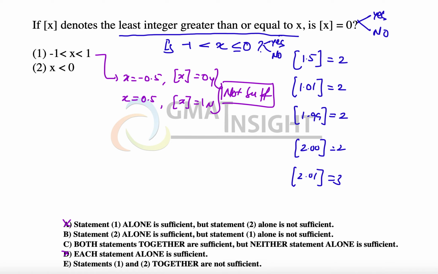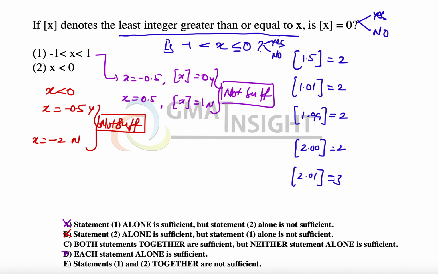Let's check the second statement. The second statement says that x is less than 0, but x less than 0, at x equal to -0.5, the greatest integer function of x will be 0. But if x is equal to -2, the greatest integer function will be -2, and therefore we say that the second statement alone as well is not sufficient, because sometimes the greatest integer function of x is 0, sometimes it is less than 0. So option B is also out.